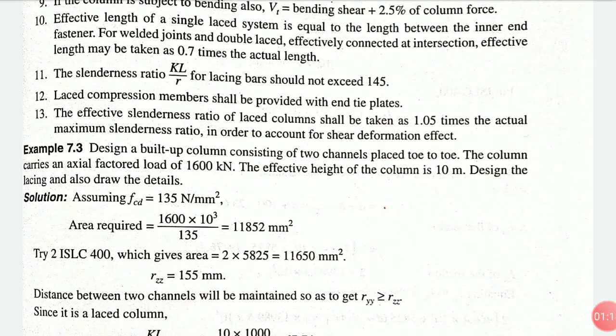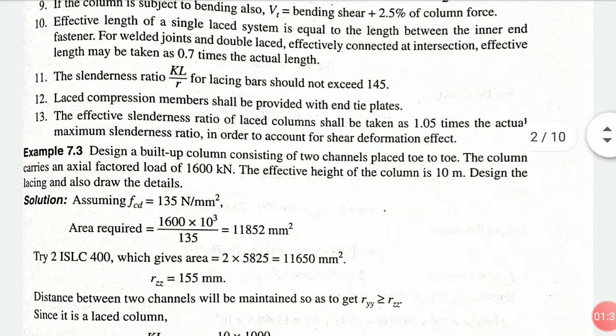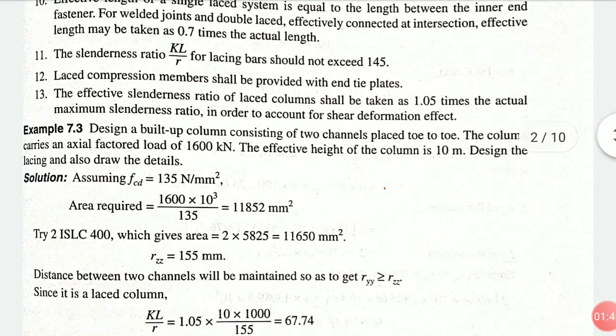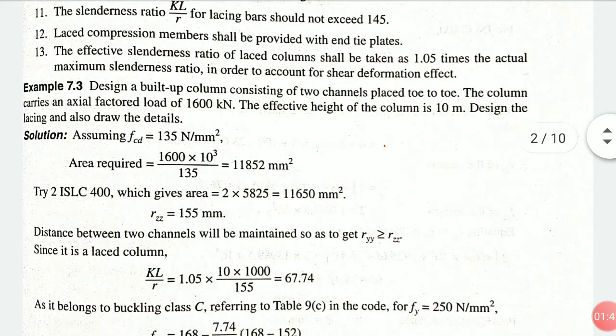Okay, so whenever we have the channels, check the procedure of design of compression members. Whenever we have the channels, the assumption of design compression stress will be around 110 to 135 newton per mm square. So area required to carry 1600 kilonewton will be 11,852 mm square. So since he is using the channel sections, you can use either ISMC Indian standard medium channel or ISLC Indian standard lower channels.